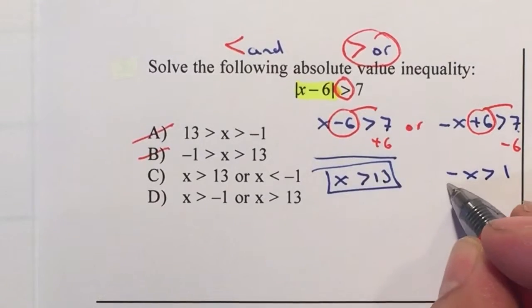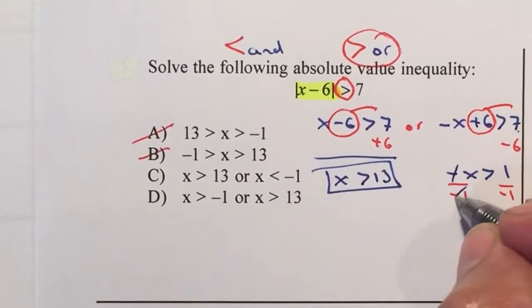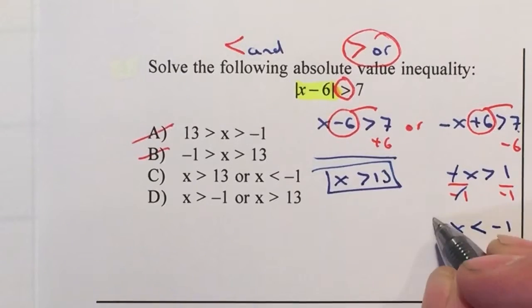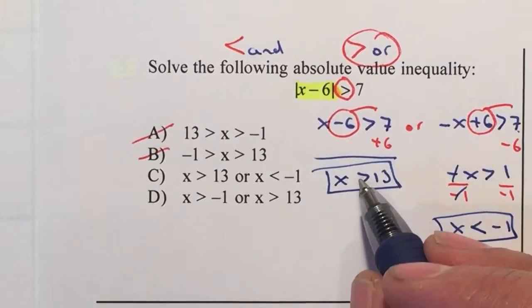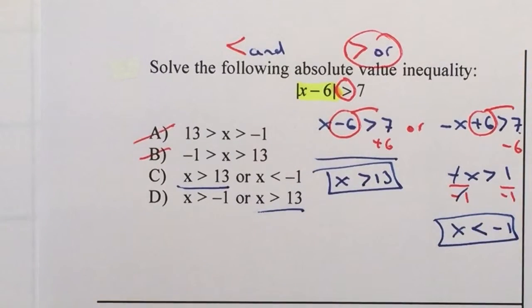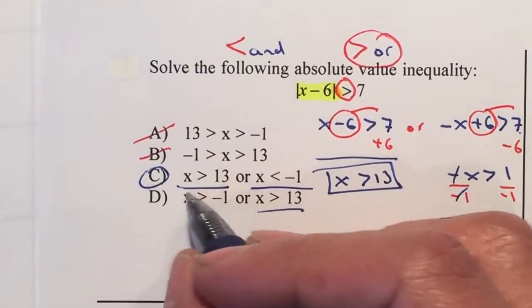To leave the x by itself, I'm going to divide by negative 1. That cancels. And when I divide by a negative number, don't forget to flip the inequality. So x is greater than 13, that one's fine, and x is less than negative 1. So my answer is letter D. Excuse me, C, not D.